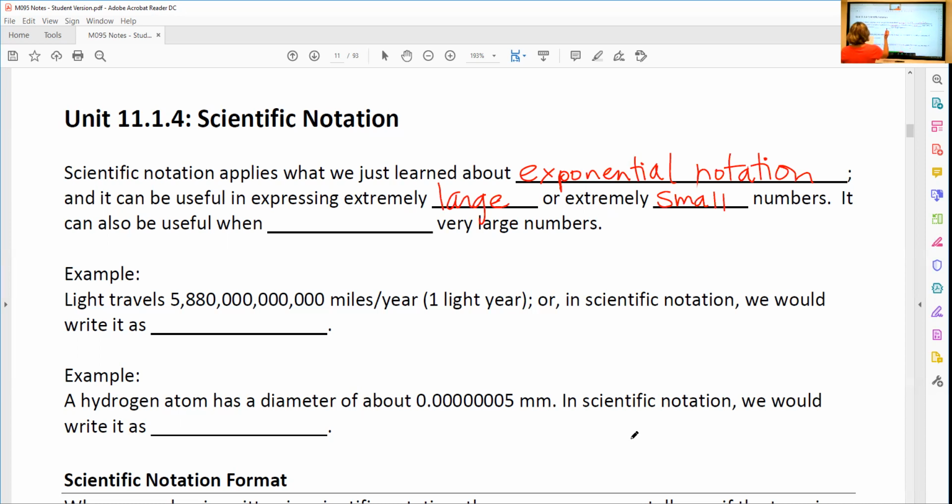It can also be useful when we are computing very large numbers. Because sometimes, even in the very basic calculators that I've checked out to you guys, we can't punch in more than 9 digits on our screen. But if we put it in scientific notation, we can compute really large numbers.